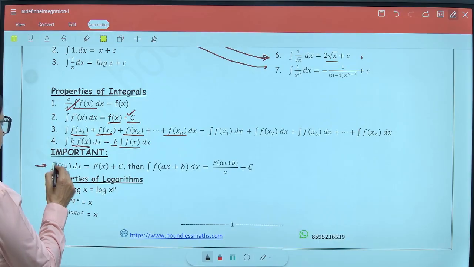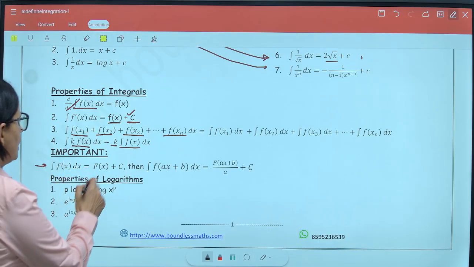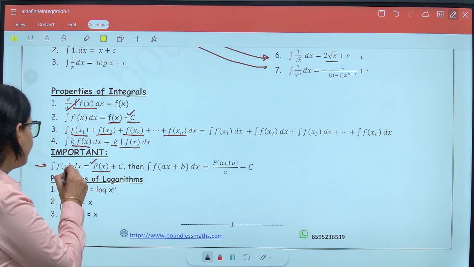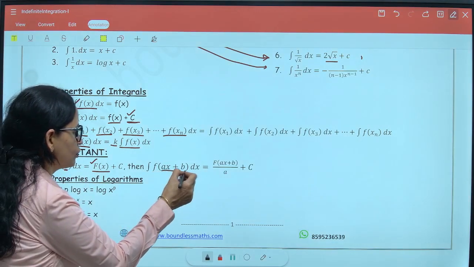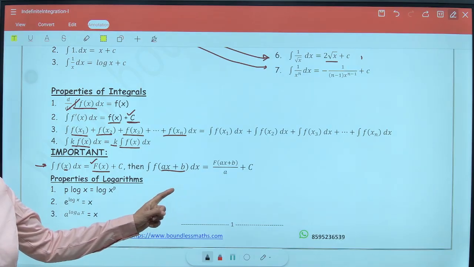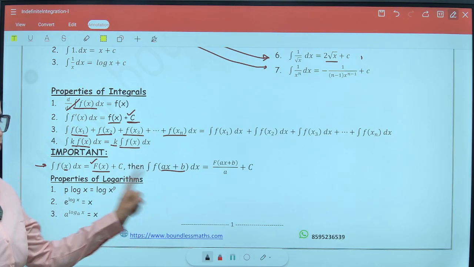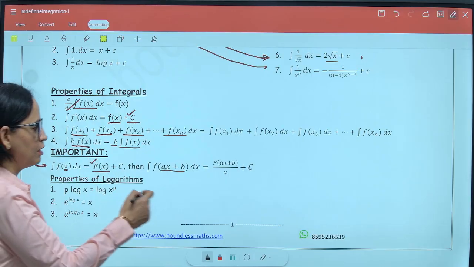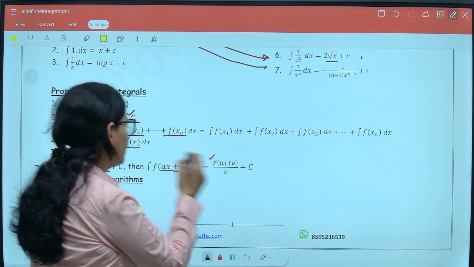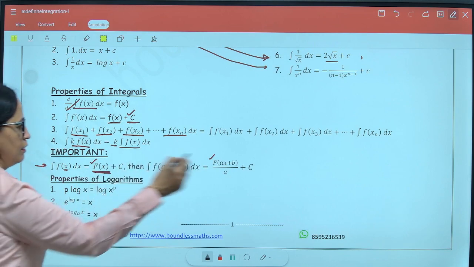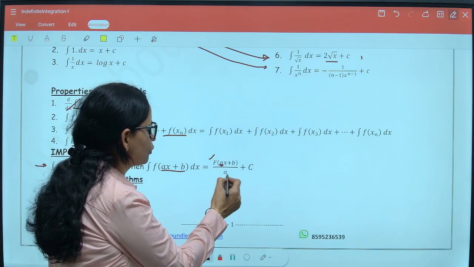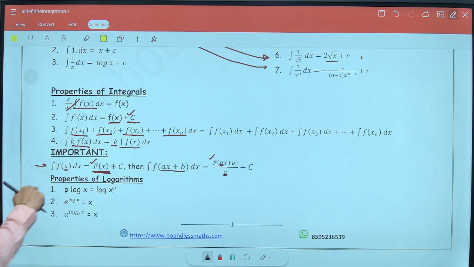When you are integrating the integral of f(x) dx, the integral is capital F(x) plus c. So if you replace this x with a linear function of x, ax plus b, that means you multiply x by a constant and then add another constant, then the integral becomes whatever was the integral before, F of (ax plus b), upon a. So you have to divide by the coefficient a when x has been replaced by a linear polynomial of x.